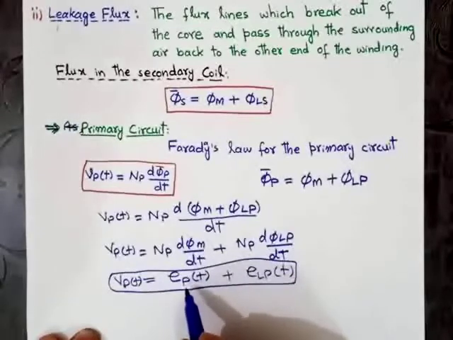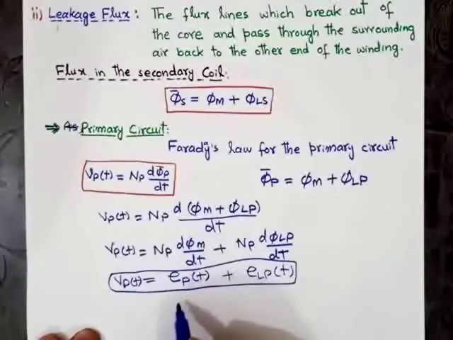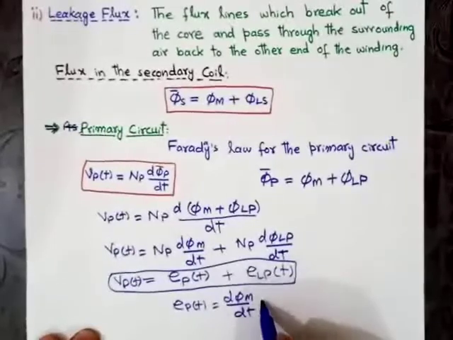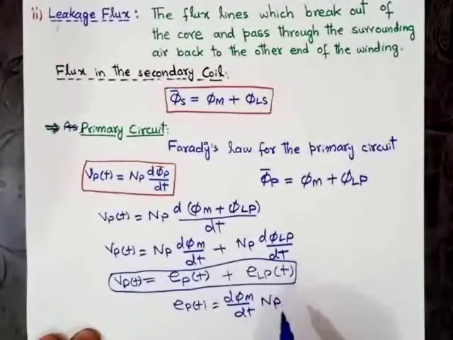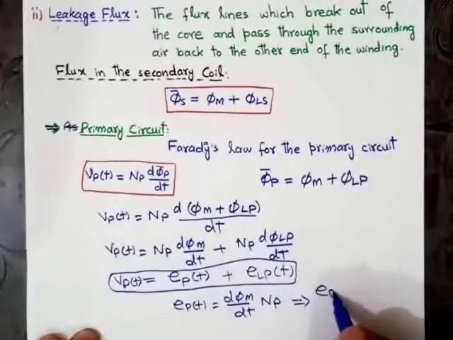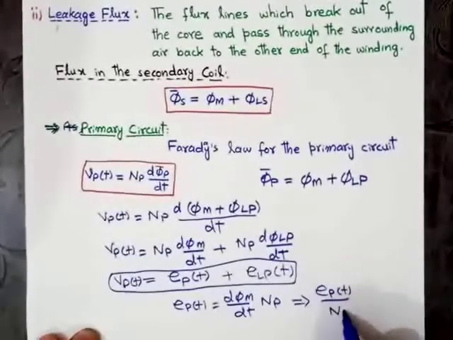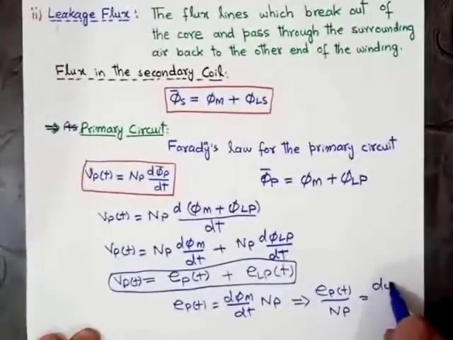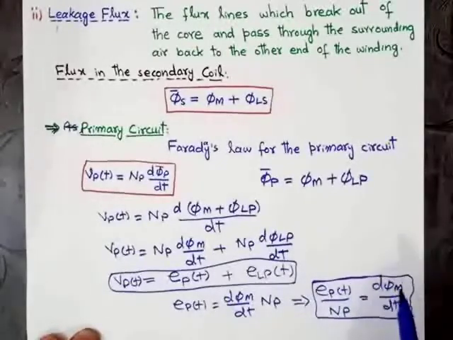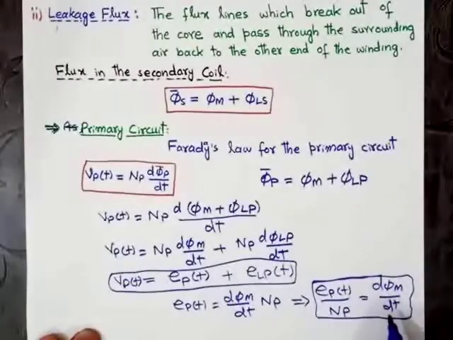The voltage across the primary due to mutual flux will be equal to Ept = N_p dφm/dt. Since Np is multiplying here, if we take it to the other side, Np will divide, which implies Ept over Np is equal to dφm/dt. So this is the equation of the induced voltage across the primary winding.